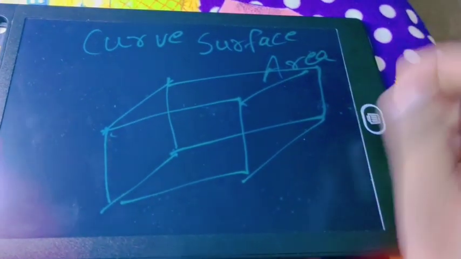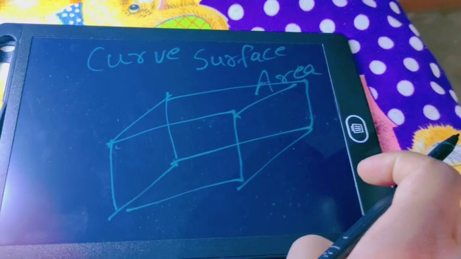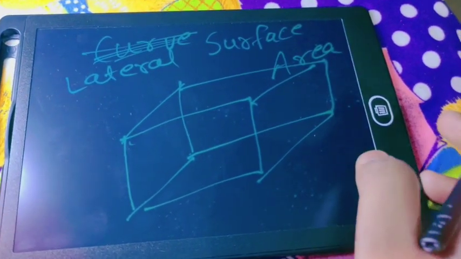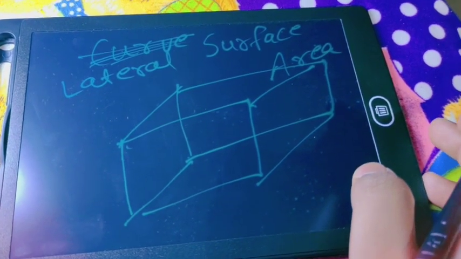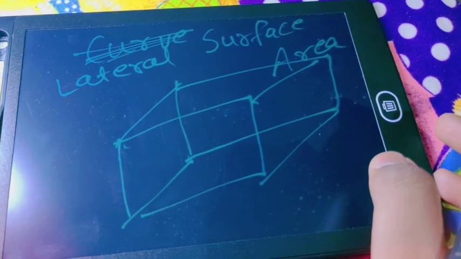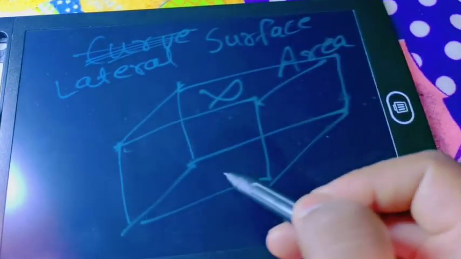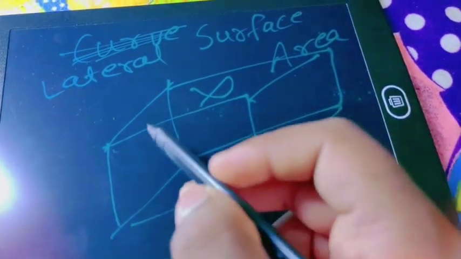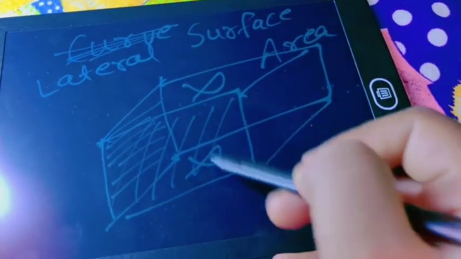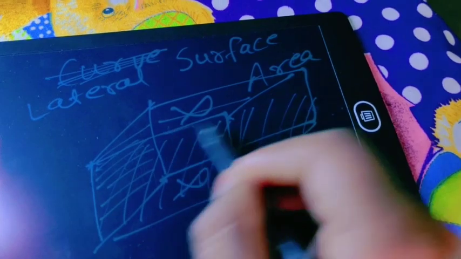What is the curved surface area of a cuboid? What is the lateral surface area of a cuboid? This means the total sum of the area of the 4 walls excluding the rooftop and the bottom. That is this area plus this area, and the last one.